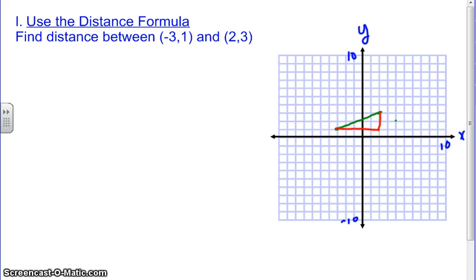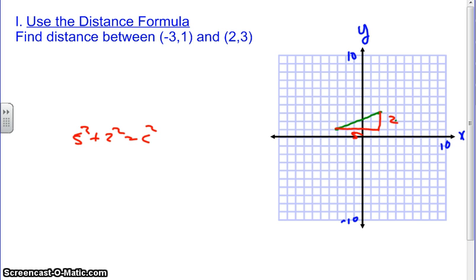formula isn't even needed so much, right? You can just say, wow, this is a change of 2. Here we have a change of 5. So 5 squared plus 2 squared equals my distance, right? You can just use that.